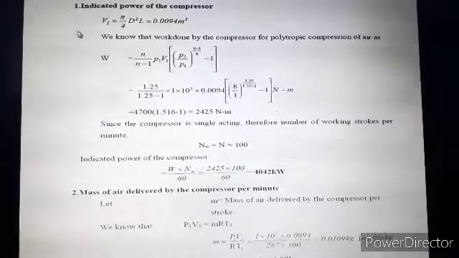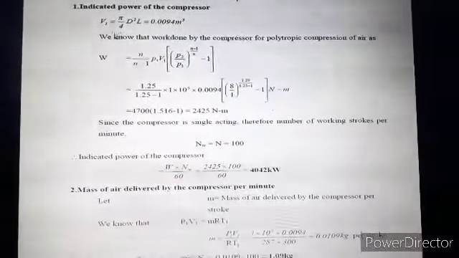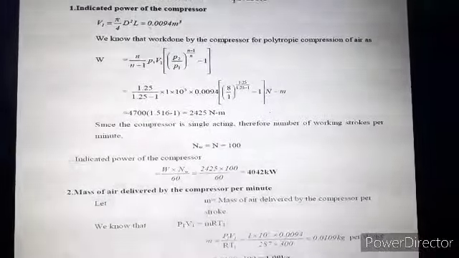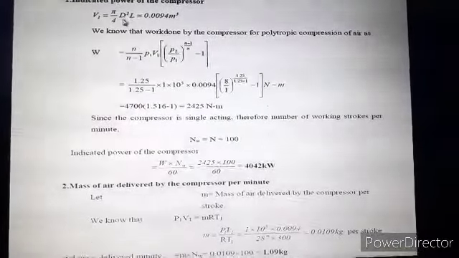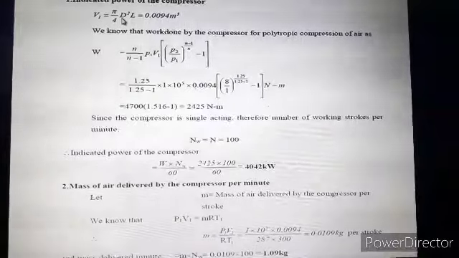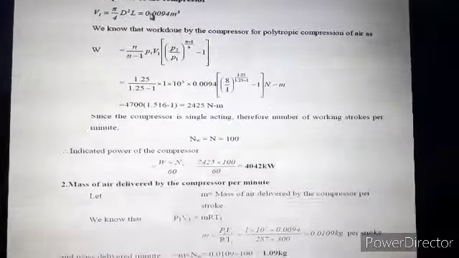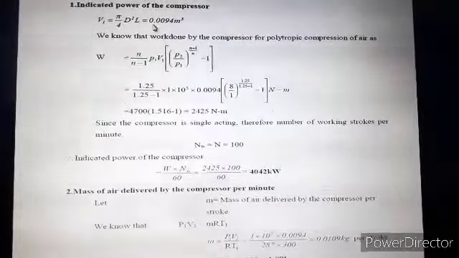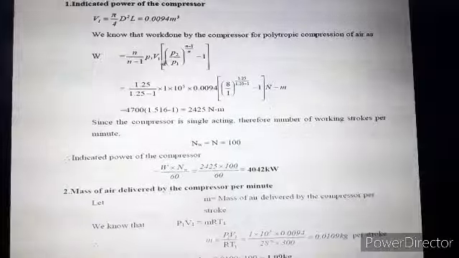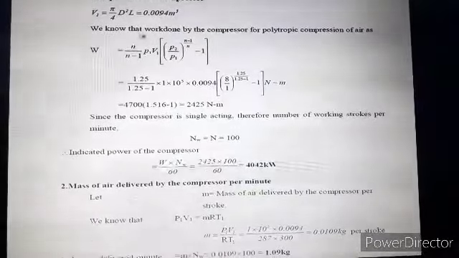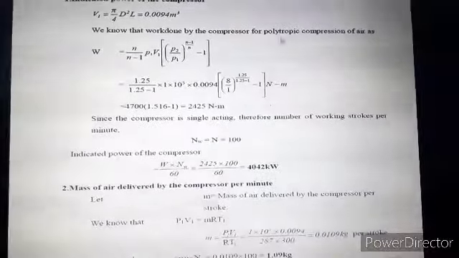Now first of all, since the cylinder diameter and stroke is given, we can find here volume V1. So V1 is equal to pi by 4 D square into L. When you substitute the value of D, that is 0.2 meter, and L 0.3 meter, and when we calculate, then accordingly this value of V1 is 0.0094 meter cube.